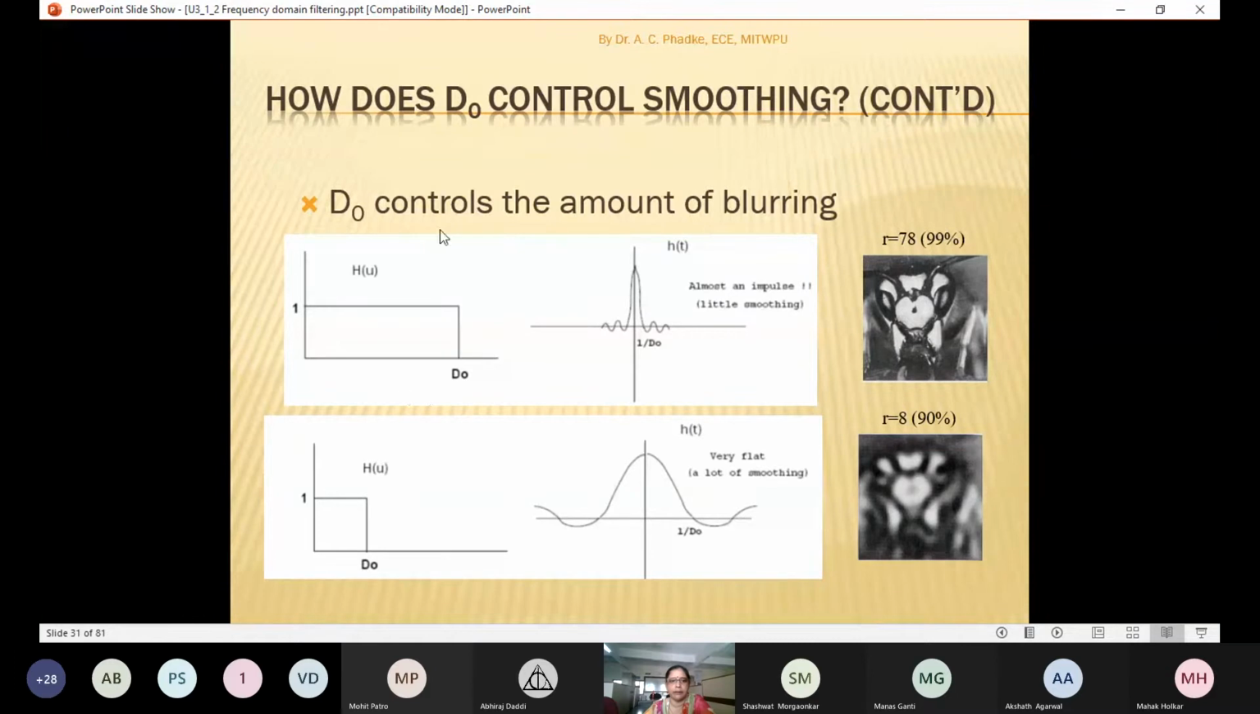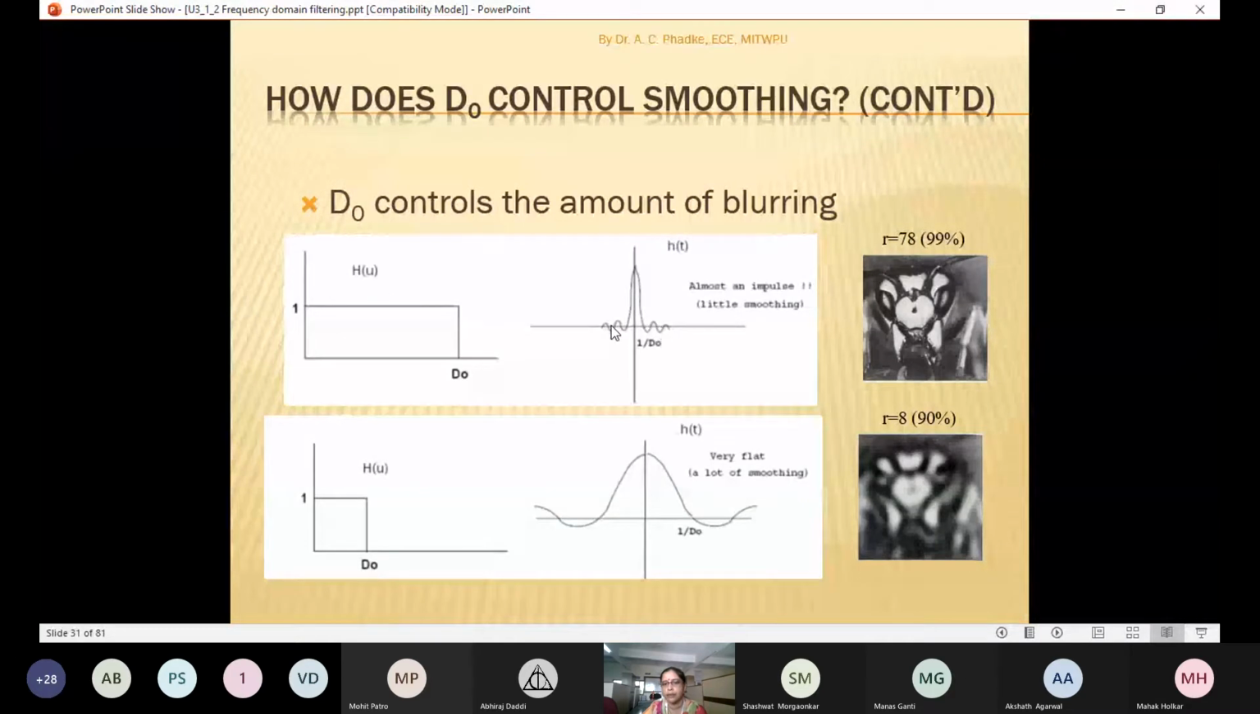This is how we can decide on the cutoff frequency or cutoff distance D0. In 1D we can represent this cutoff as shown here, or in the Fourier domain we represent it with this D0, and the right side represents its image plane or time domain equivalent. If we take the inverse of this filter function H(u), it looks as shown here in the time domain.